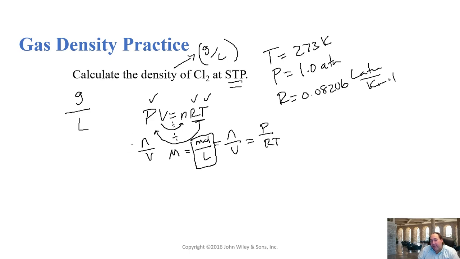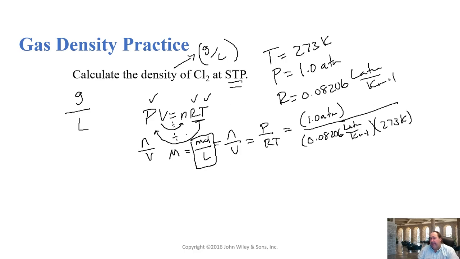So if I take my gas law information and put it into my gas law and solve for n over V, I could put my number in here, which would be 1 atmosphere, my R, 0.08206 liters atmosphere per Kelvin mole, and my temperature of 273. And again, all that came from basically my STP. And when I do that, I will end up with 1 divided by 0.08206 divided by 273. And that's going to give me 0.0, and I'm going to take a few digits here, 44638.